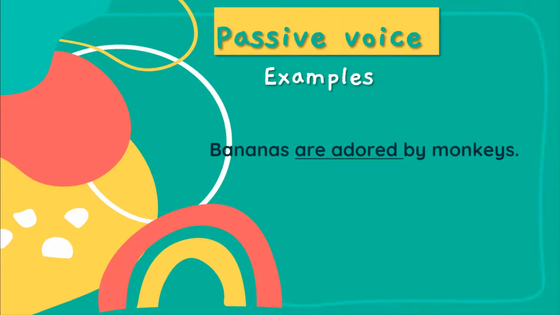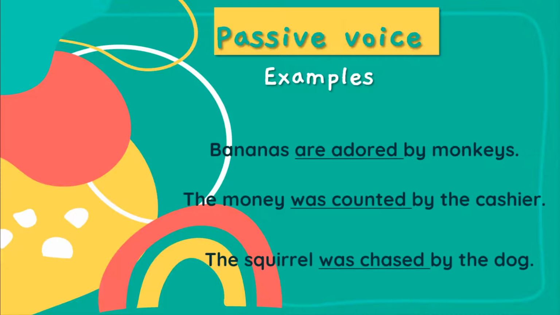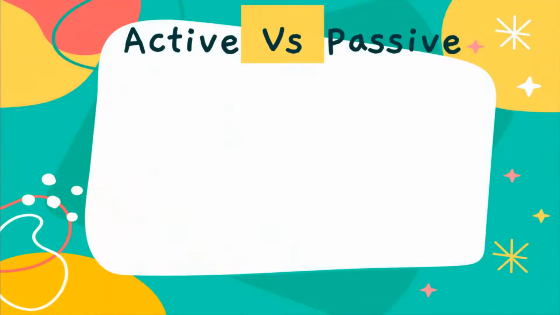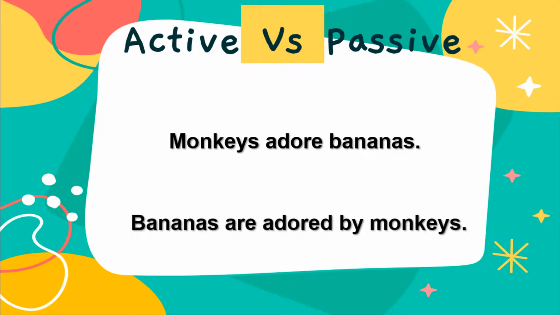Bananas are adored by monkeys. The money was counted by the cashier. The squirrel was chased by the dog. Let's take a closer look at the first pair of sentences. Monkeys adore bananas, and bananas are adored by monkeys.